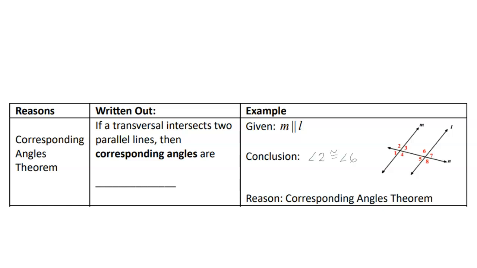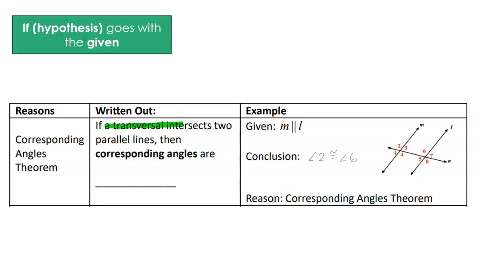Written out, it says if a transversal intersects two parallel lines, that's the hypothesis, then corresponding angles are congruent. The hypothesis is going to go with the given. The given is specific to our drawing. So in our drawing, we have a transversal, line N, and we have given that M and L are parallel.